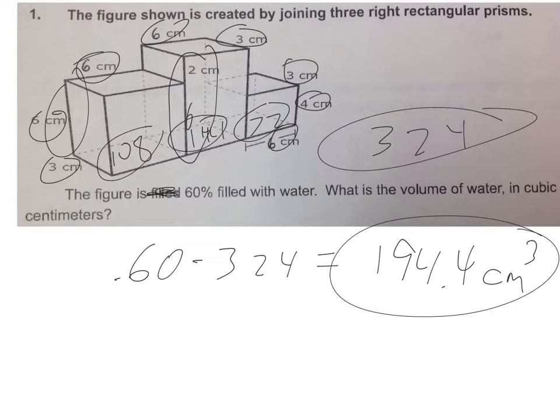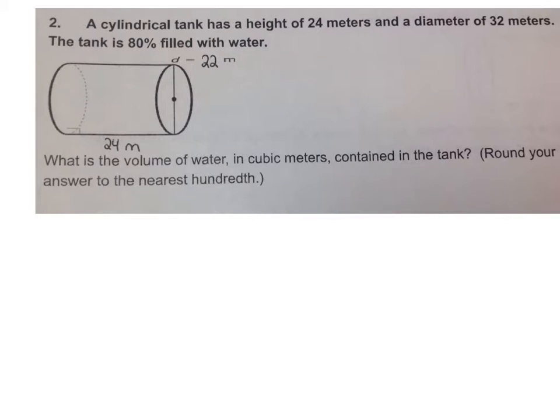All right, next one. On this one, you have a cylindrical tank. It has a height of 24 meters and a diameter of 32 meters. Sorry, that doesn't match up, does it? So we're going to change this right here to 3. I don't know if that just copied wrong or what happened there. So anyways, we'll say that's a 3. The tank is 80% filled with water. So what is the volume of water in cubic meters contained in the tank? So we know this is a 32 there.